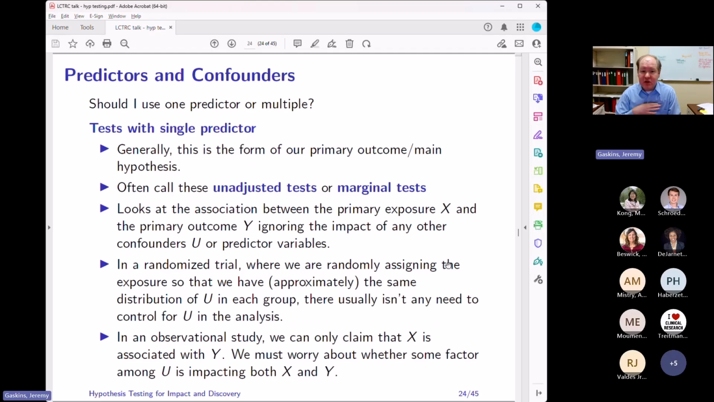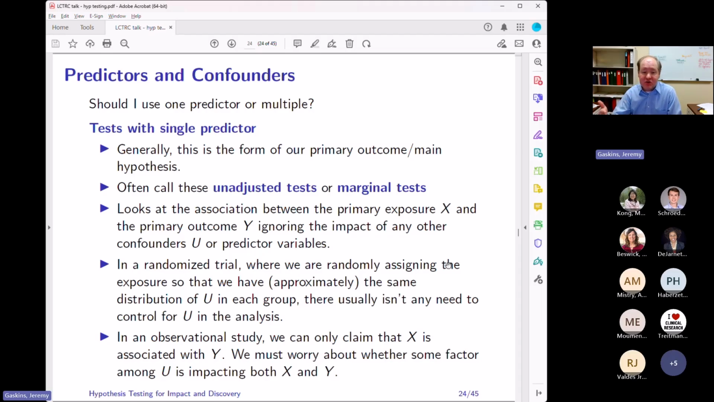But maybe one big question that I need to think about, and one question that is going to have a big impact on the power of my tests and the interpretation of my tests and the validity of our analysis, is whether I've got a single predictor or multiple predictors, and how we're dealing with that. And so we should start with simpler cases, right? Tests with a single predictor.